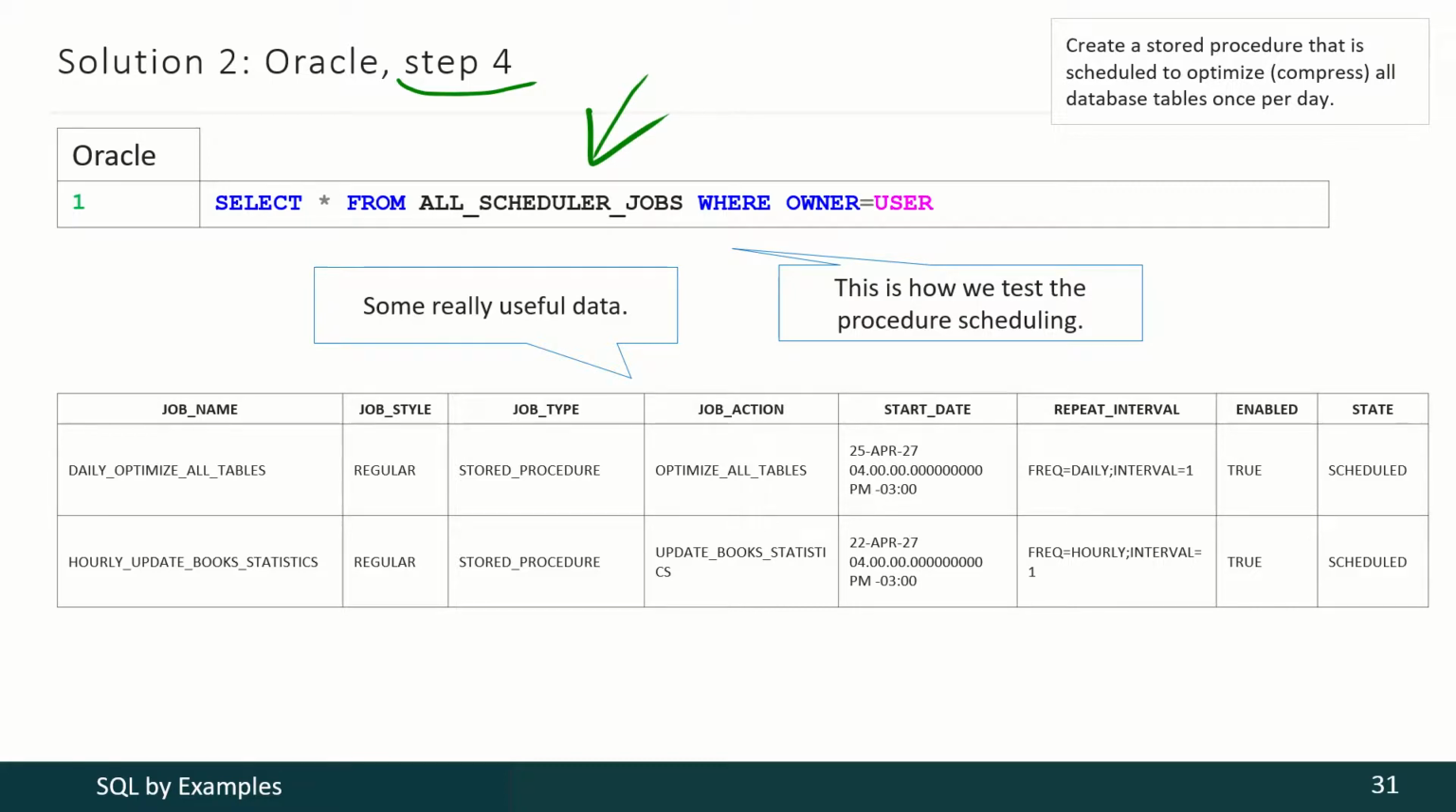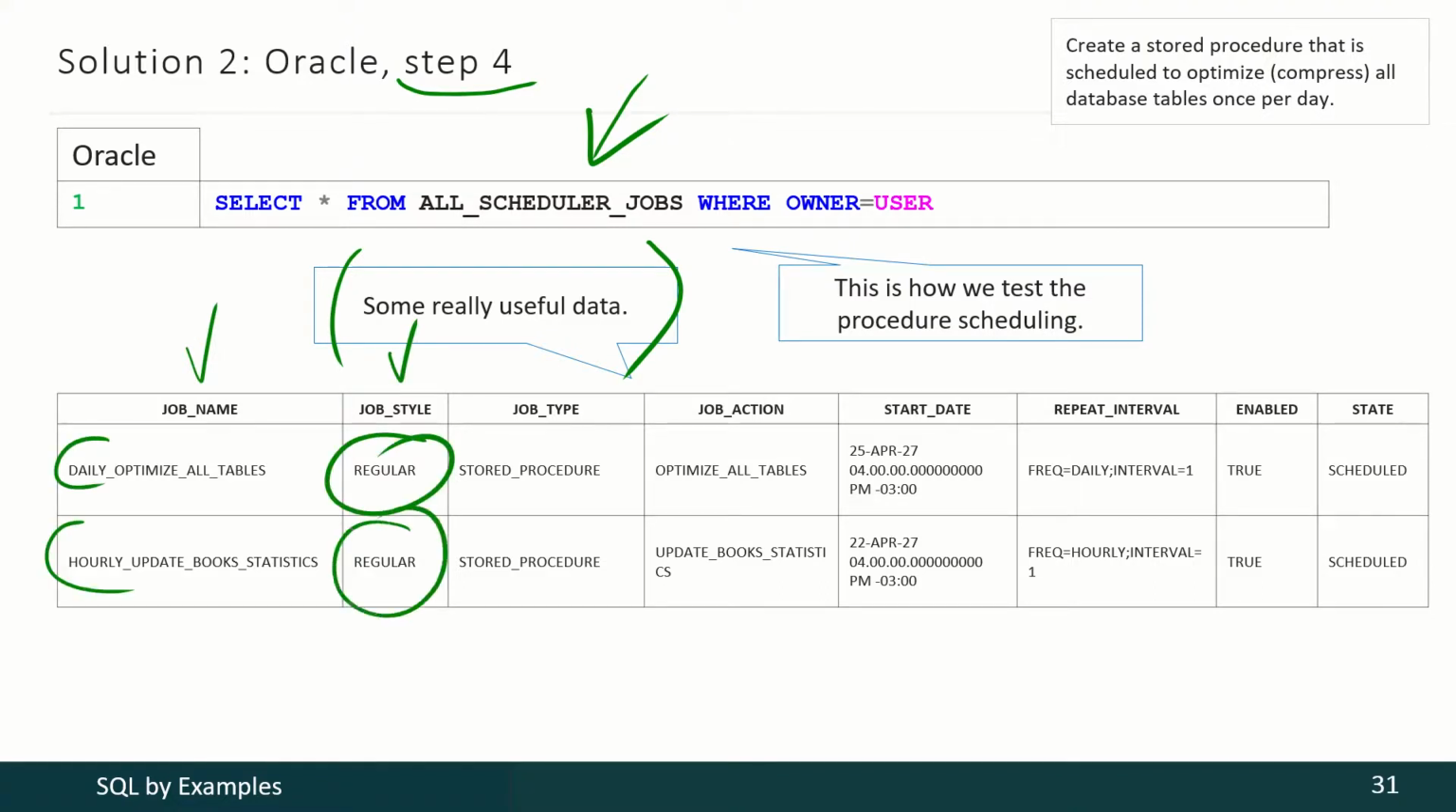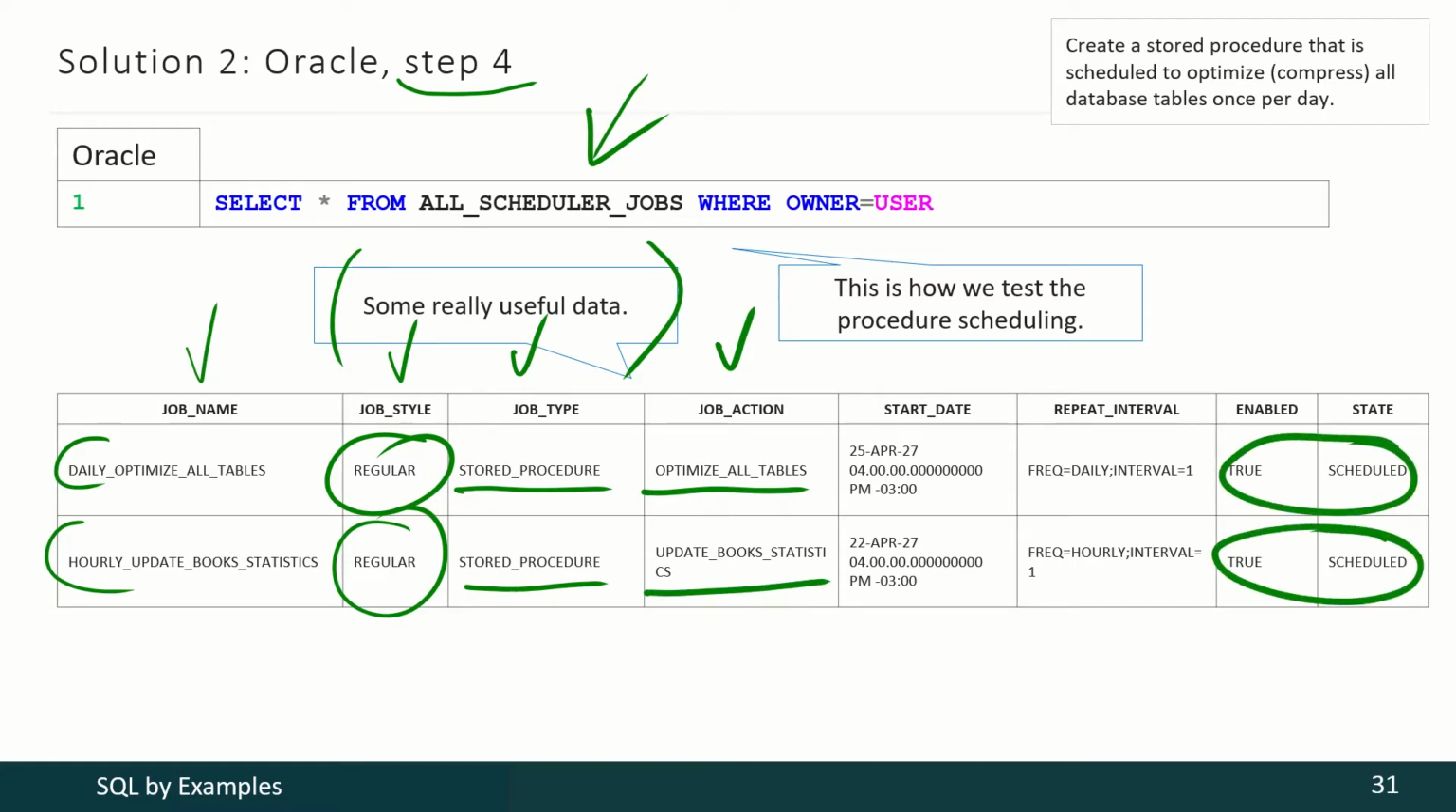This query will return some useful information. Here for both events we see their names, we see that both events are regular ones, we see that the idea of those events is stored procedure execution, and we see those stored procedures' names, we see that both events are enabled, and for each event we also see the start date and time and repeat interval.